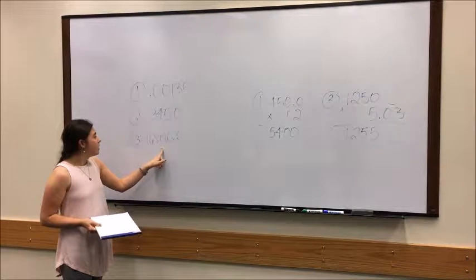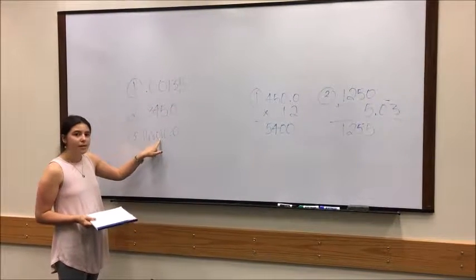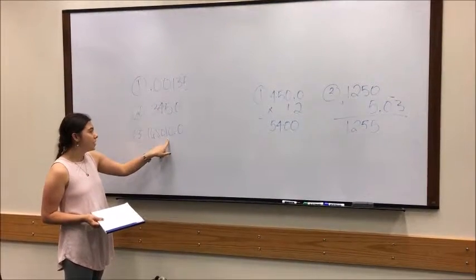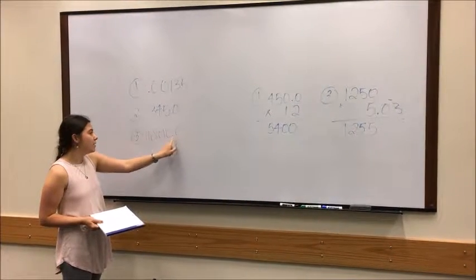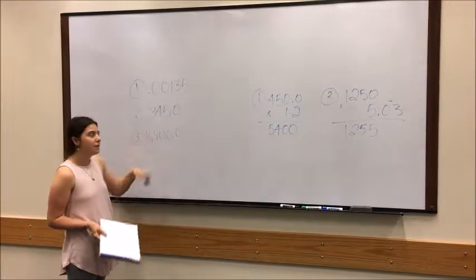In example 3, this 0 is significant because it's between 2 digits that are non-zeros, and these 2 digits are also significant because of the decimal place that makes them significant.